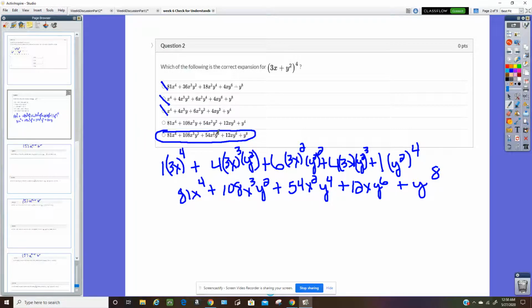So notice this is y squared, y to the fourth, y to the sixth, and y to the eighth. Since this is a y squared, you multiply each of these y exponents by 2. So 4 times 2 is 8, 3 times 2 is 6, 2 times 2 is 4, 1 times 2 is 2. You could just use a process of elimination, or you could do all this work, and you'd still get that answer right there.